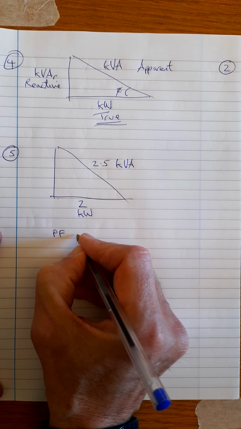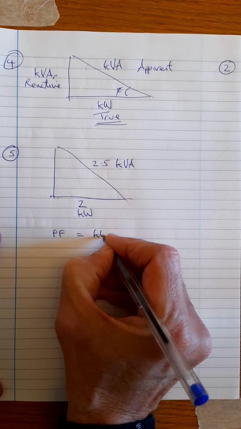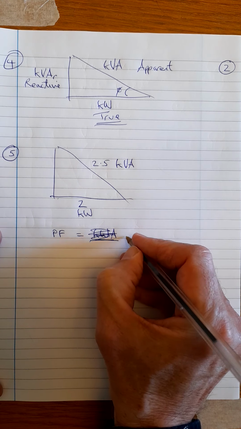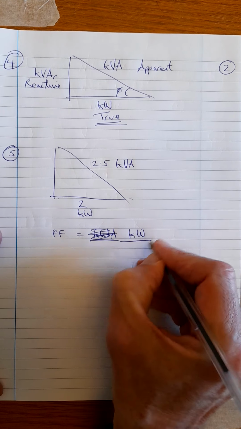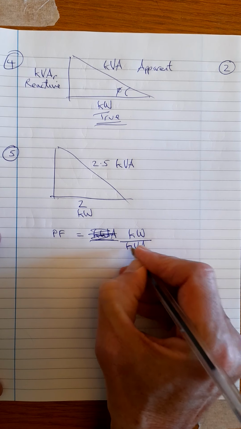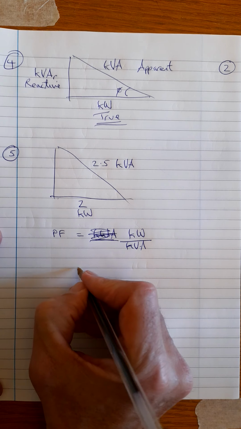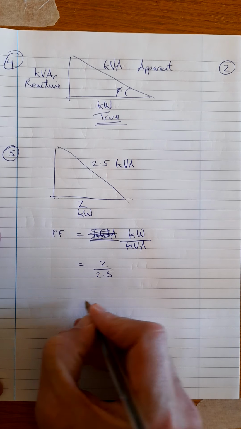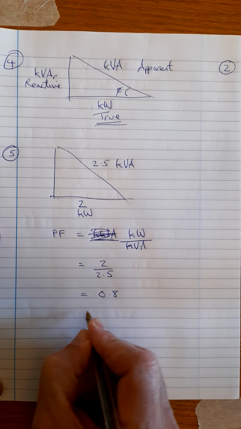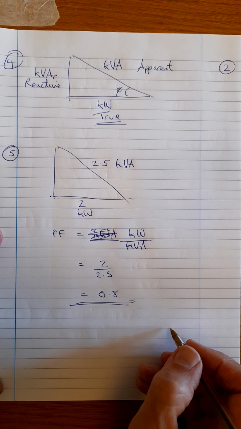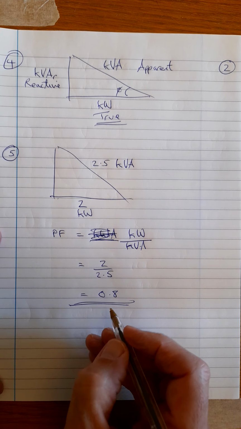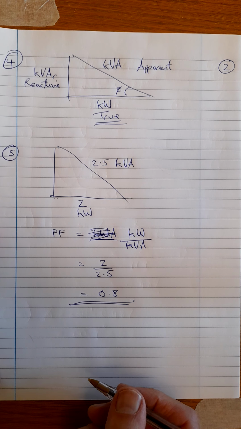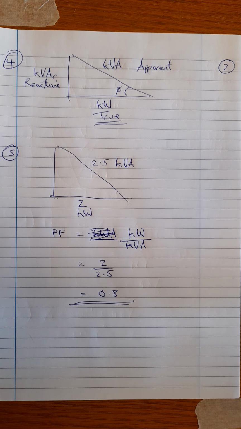So good formula to have. Power factor equals kW over kVA. That's the formula you want. And if you put the numbers in, it's 2 over 2.5, and that comes to 0.8. Just a quick check on your answer. The number is between 0 and 1 for power factor. If you get 1 point something, you've gone wrong. Okay, so I hope that helps.